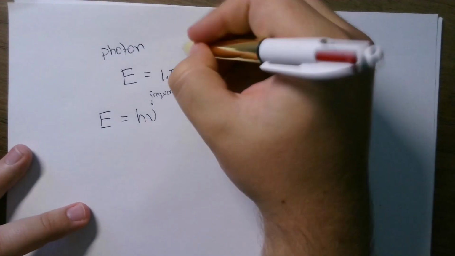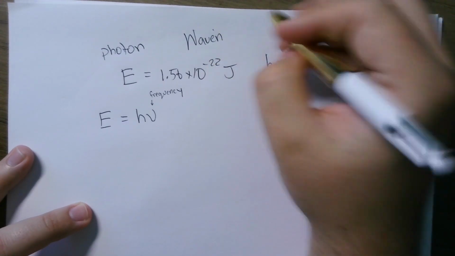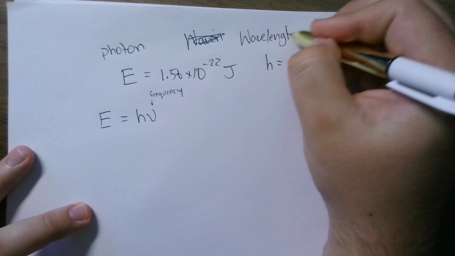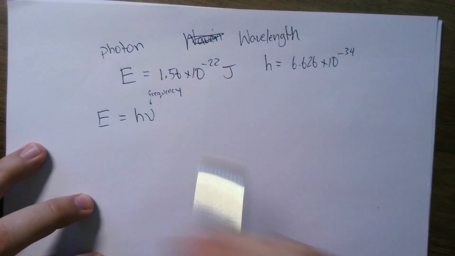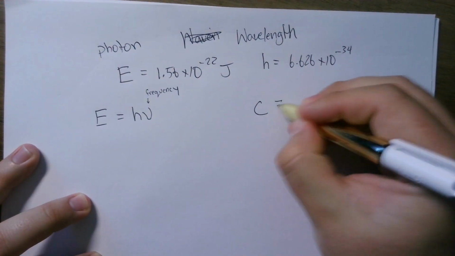The question asked me to find wavelength. I'm looking for the wavelength of this photon. So this formula doesn't by itself give me any information, which is why I have the second formula.